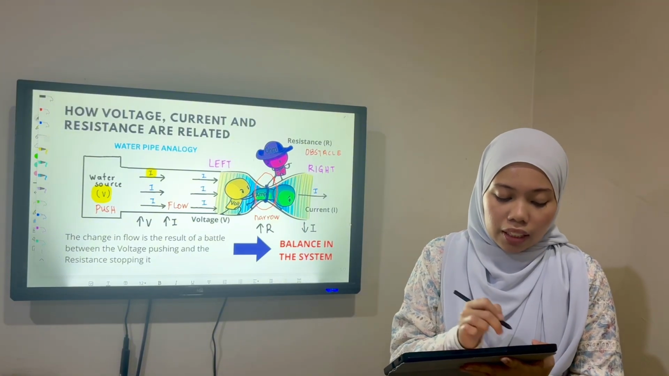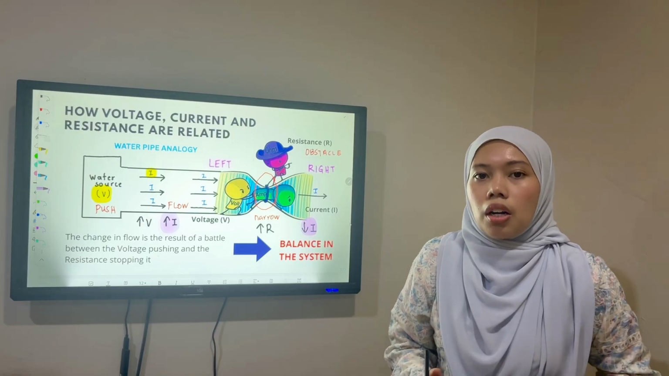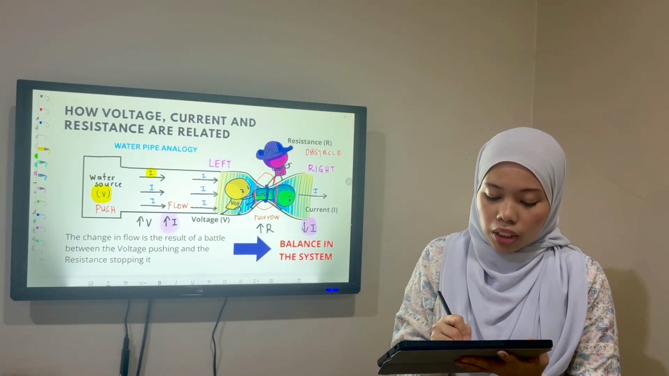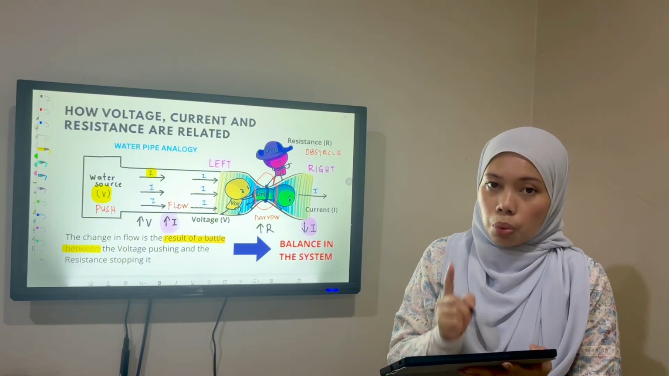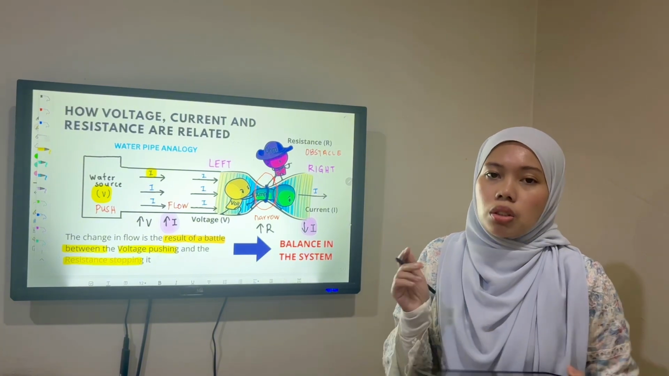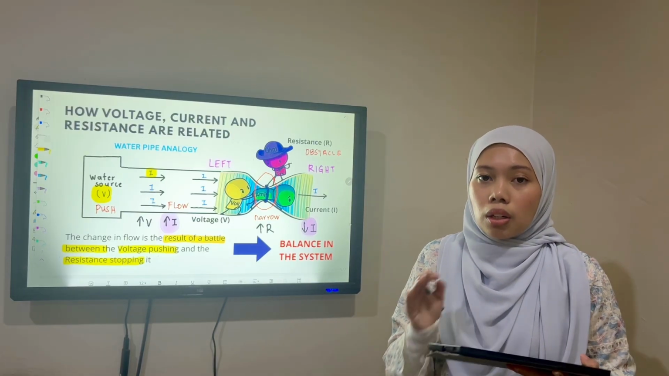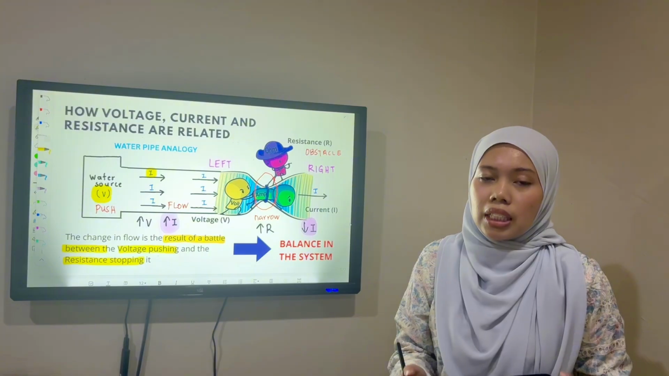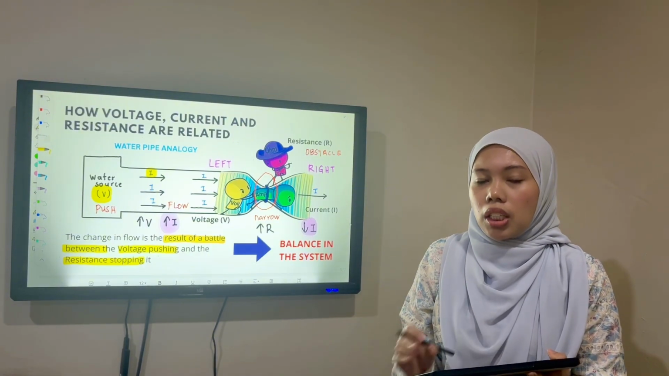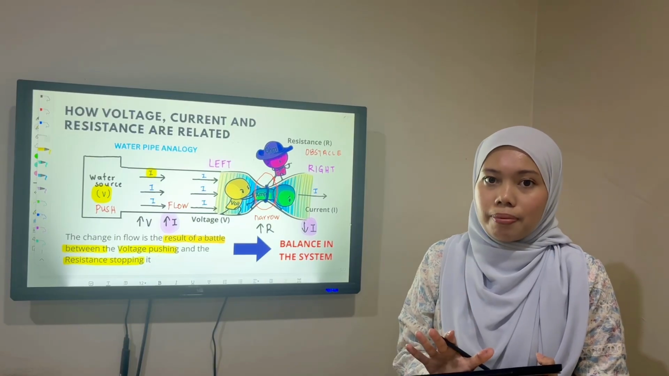So we could see that here there is a change of the current flow. This change of flow is the result of a battle between the voltage pushing and the resistance stopping it. We can see that these three variables are constantly fighting to find balance in the system, and they actually work like this in an electric circuit.